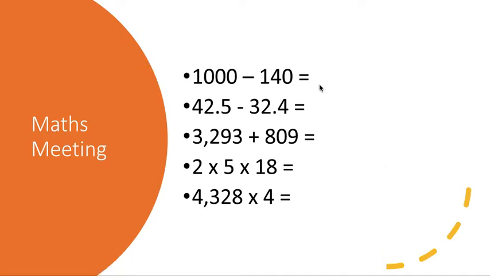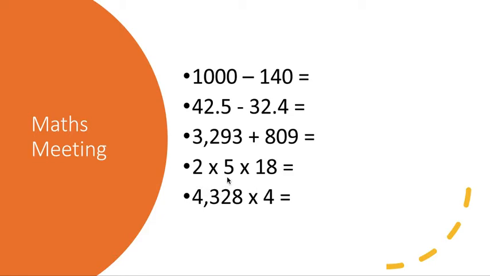1000 take away 140. You can use the counting on method or column subtraction. 42.5 take away 32.4, column subtraction. Check your decimal points are lined up correctly. A column addition too: 3,293 plus 809.